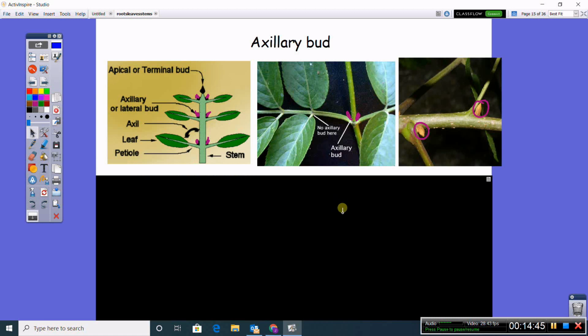All right, this is important. This is one of the terms on your plant portfolio list. This is an axillary bud. When you look at a plant and you look at the main stem, the axillary bud will be here. It's going to be at the junction between where a leaf comes off and where the main stem is. So this is what an axillary bud might look like.